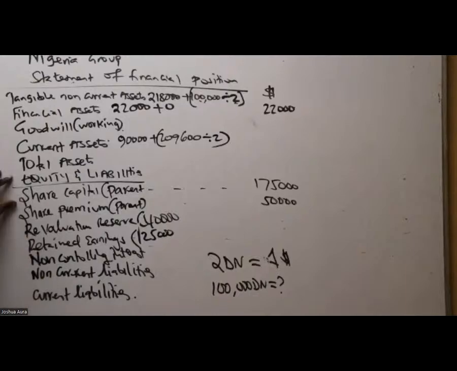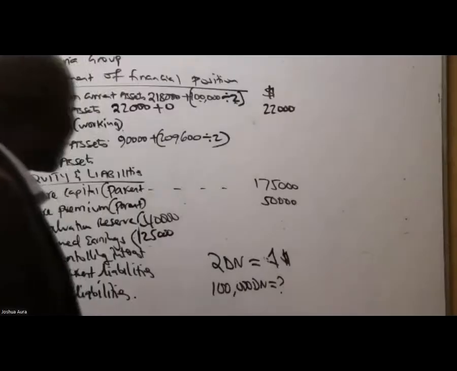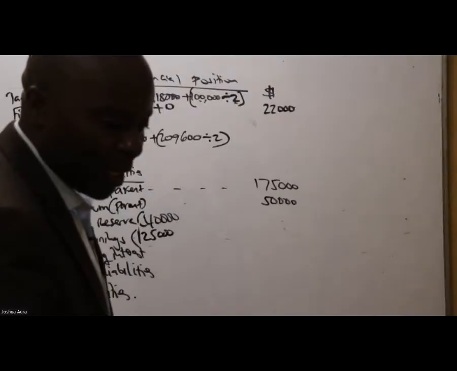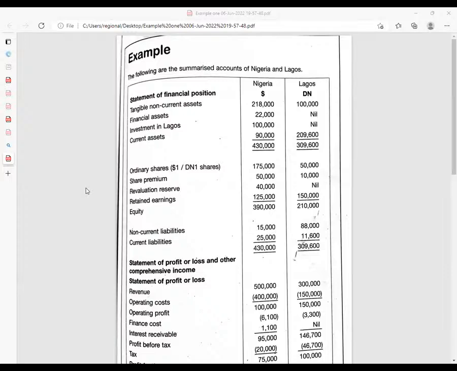I like this section of the equities and liabilities, especially the equity, because there is nothing like really doing a lot of working. So I'll skip all these up to the non-current liabilities. On non-current liabilities, I'm combining. I can see 15,000 plus 88,000. But remember, these currencies are different, and we must retranslate the ones of the subsidiary.